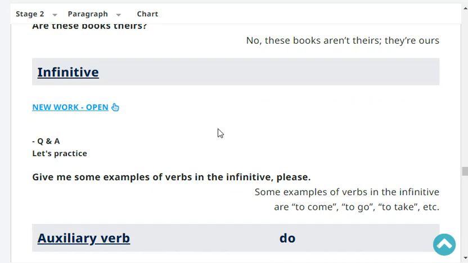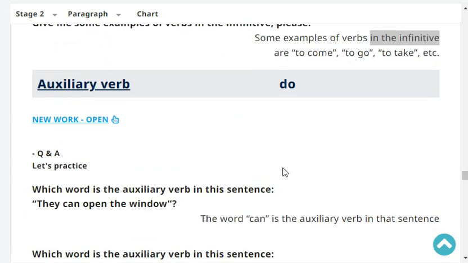Give me an example of verbs in the infinitive, please. Some examples of verbs in the infinitive. Very good. In the infinitive, like this: to come, to go, to take, etc. Very good.